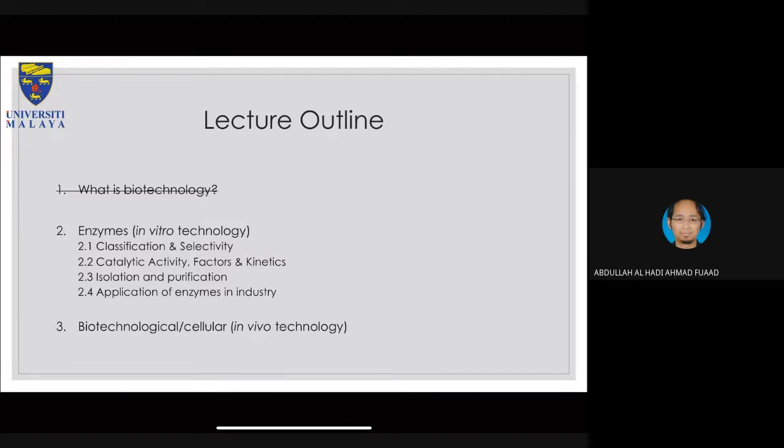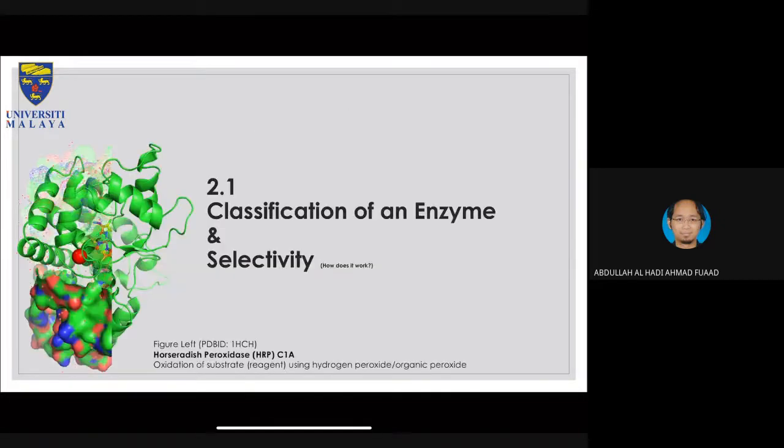So moving on, we will look at enzymes or in vitro technologies first, and then once we cover all these four subtopics, we'll move to in vivo technologies or cellular technologies. Okay. So for today, we'll just look at classification and selectivity in about 10 minutes. And of course, we definitely cannot finish by today, and we'll continue next week. Okay. So 2.1, classification of an enzyme and selectivity.